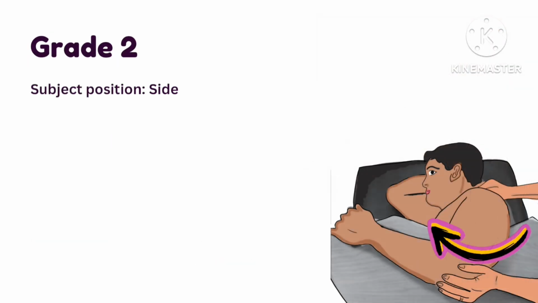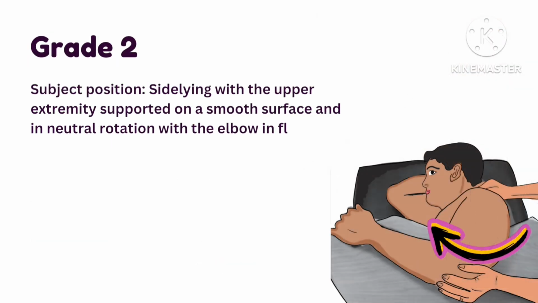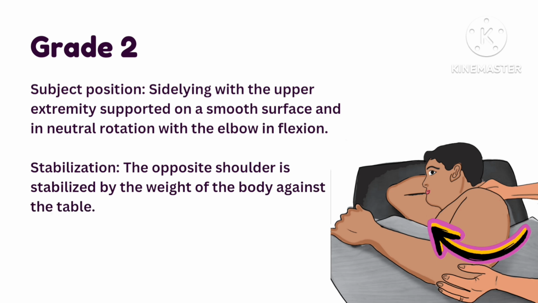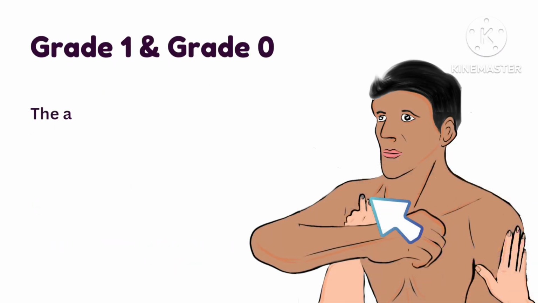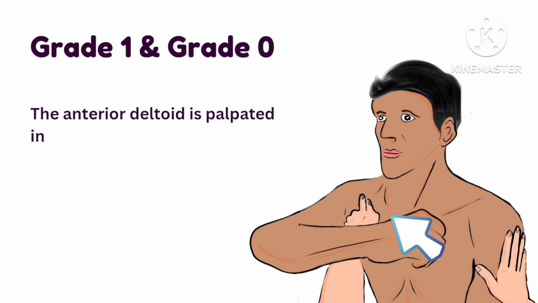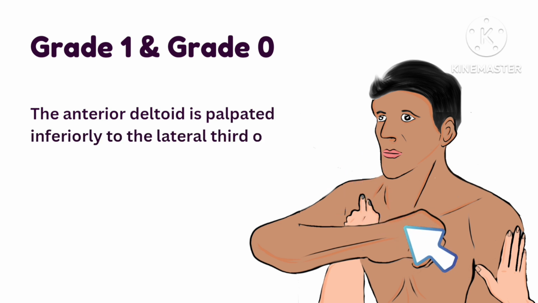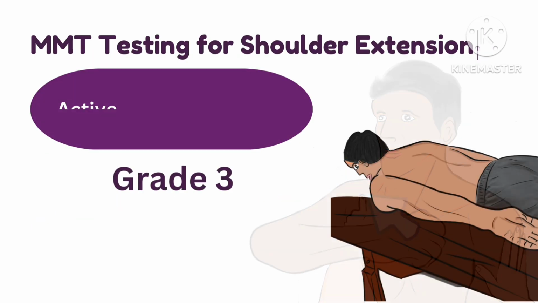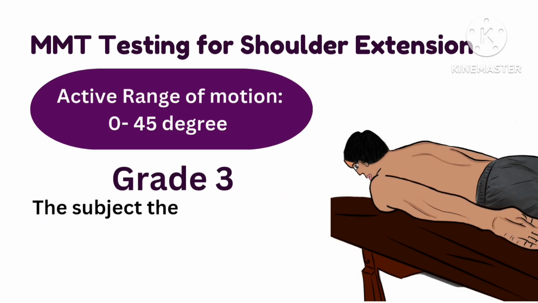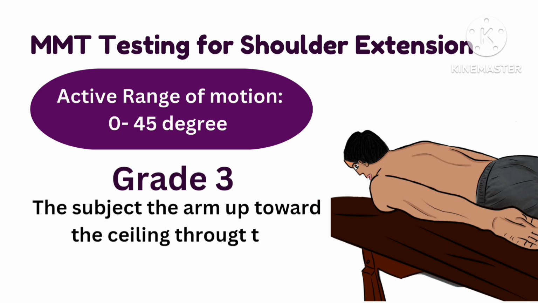In grade 2, the subject is sidelined with the upper extremity supported on a smooth surface, and the subject flexes the shoulder through the maximum range of motion. In grade 1 and grade 0, the anterior deltoid is palpated during the movement, and the coracobrachialis is also palpated in the axilla.